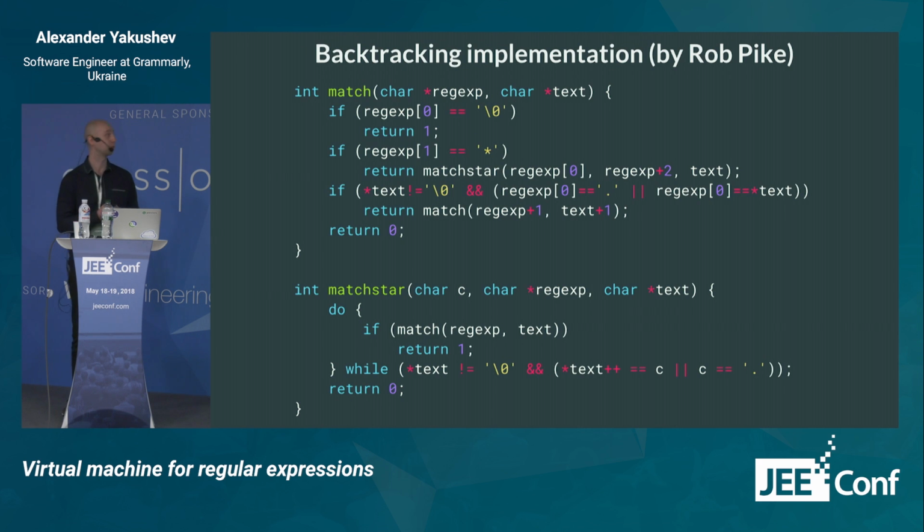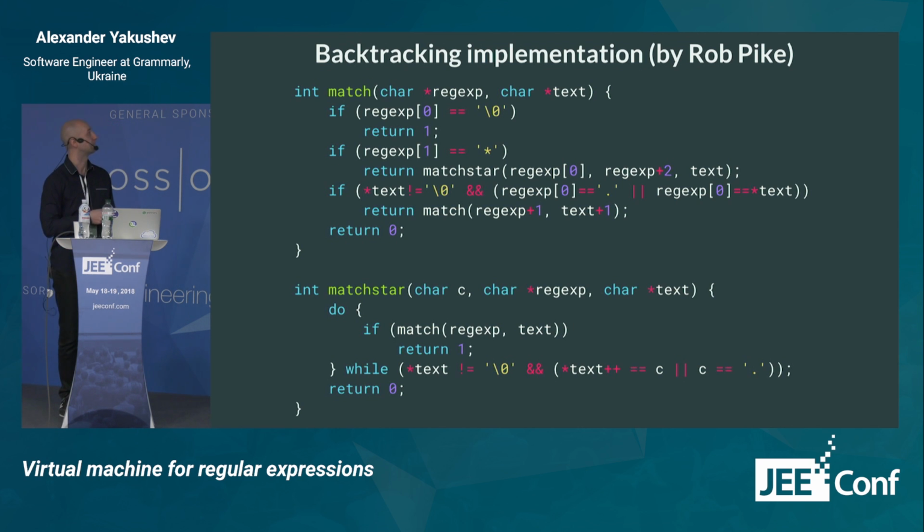First, I want to show you a very simple backtracking regexp implementation. It was written by Rob Pike some time ago. Rob Pike is a software engineer who created the Go language. He works at Google now. And this is a very, very simple implementation written in C. You have a match function which takes two strings: basically, a regular expression string and the string we match on.